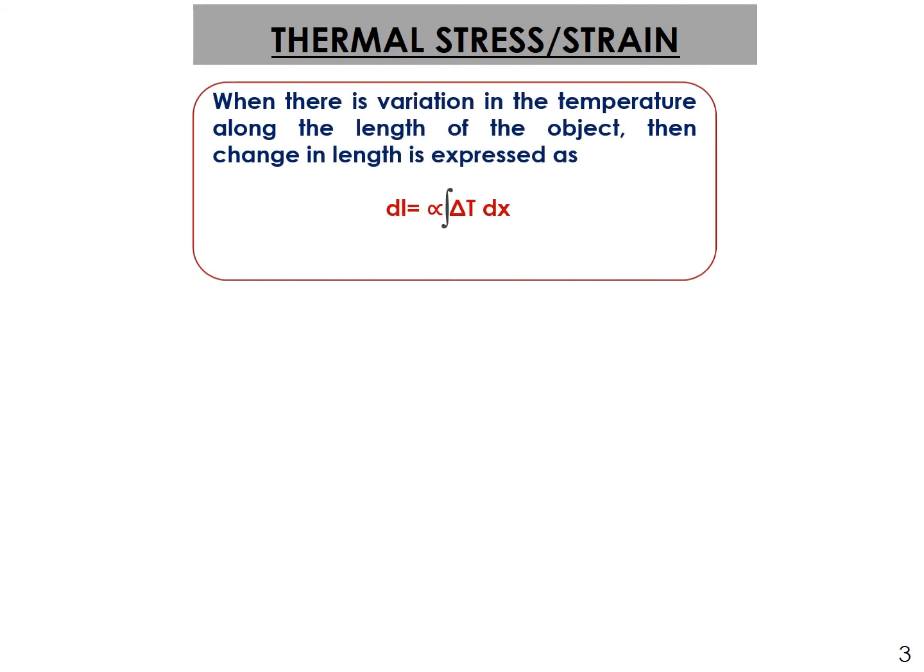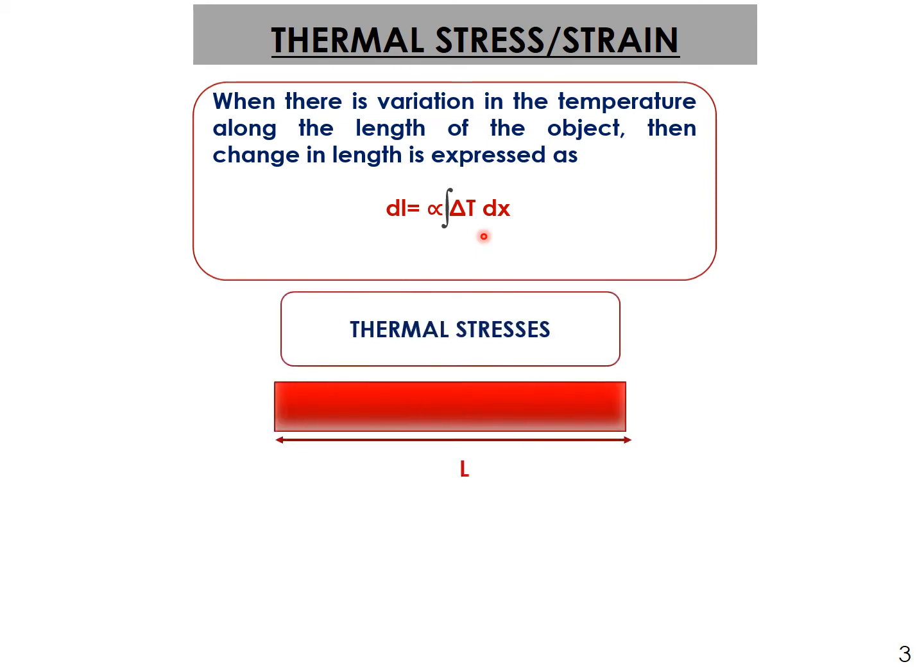Now, in case there is a variation in the temperature along the length of the member, then the same change in length can be expressed in the form of an integral. Since alpha is a constant, it cannot be integrated, so we have this expression. We will select an element of length dx, and then we'll integrate the product of delta T and dx. That is for those members which are subjected to the variation in temperature along their length.